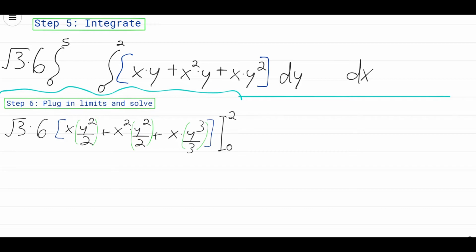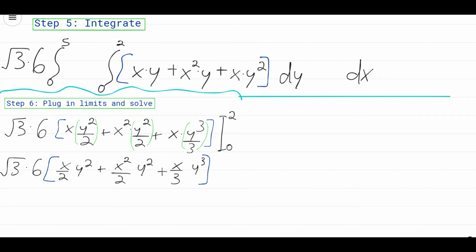So now what we're going to do is try to get the least common denominator, just because it'll make it a whole lot easier on me. So before I plug in, I'm going to try to get a least common denominator. So x over 2, x squared over 2, x over 3. All I did was isolate the y terms because at the end of the day, that's what we're plugging into.